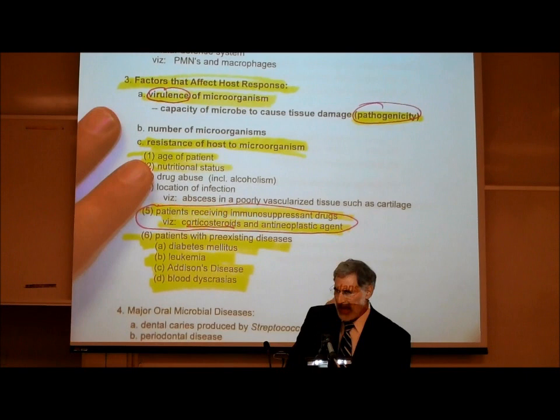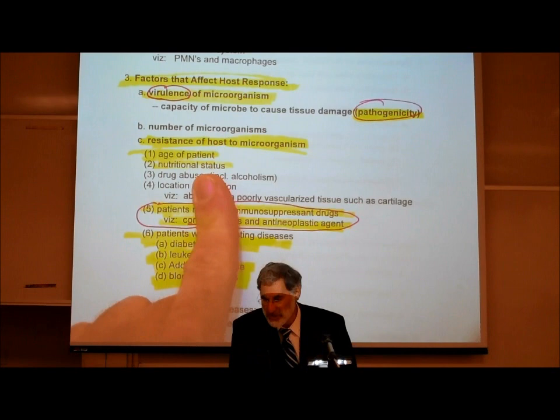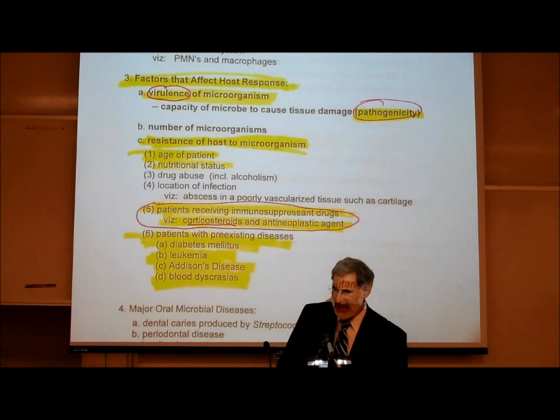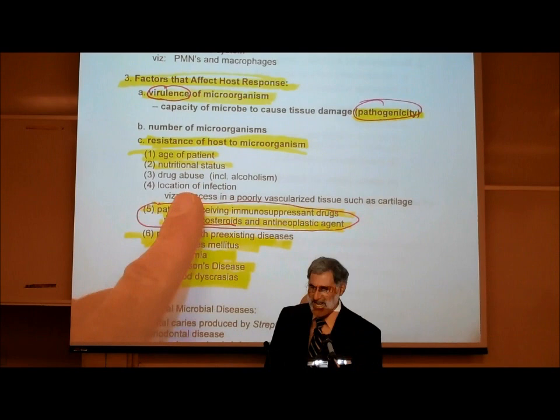There are a number of factors that affect the amount of injury caused by the infectious agent: the number of microorganisms, the resistance of the host to the microorganisms, and the resistance is affected by the age. We know that younger children and elderly are more vulnerable. They have a reduced immune response relative to young adults. The nutritional status, drug abuse like alcoholism tends to reduce the immune response.